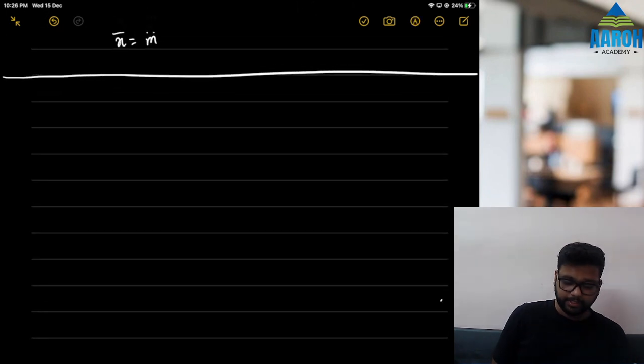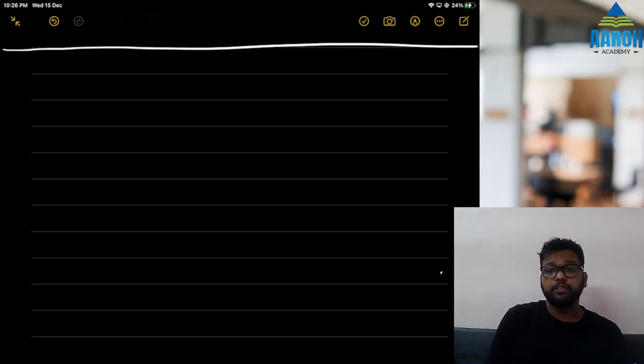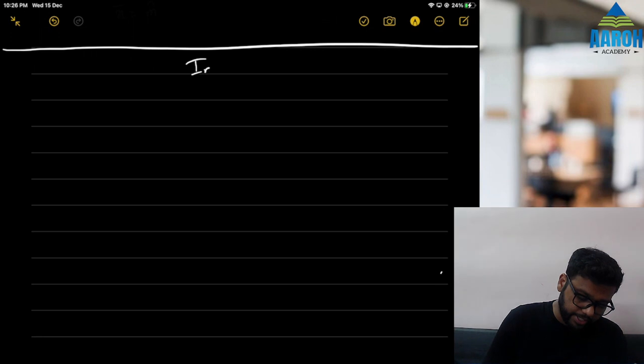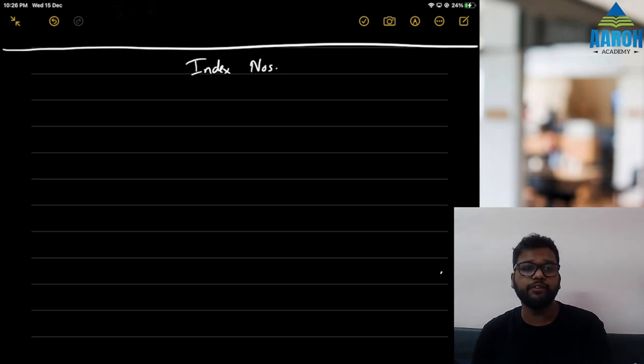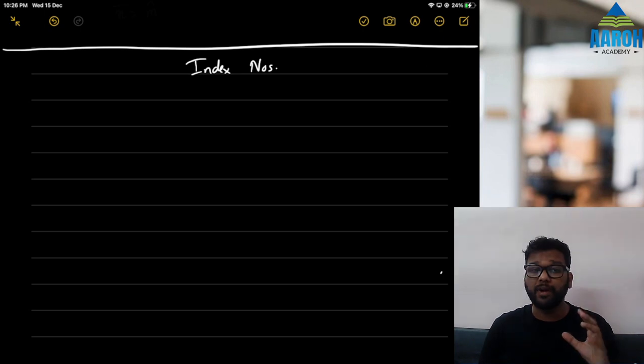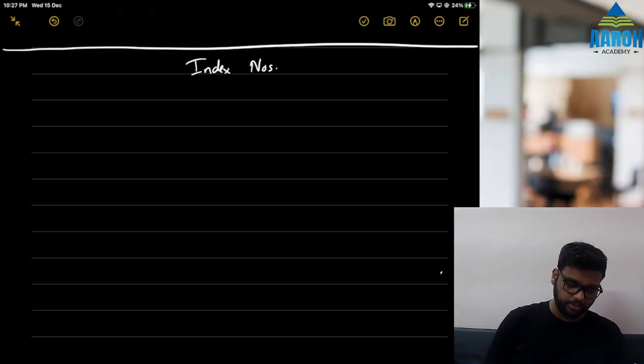I have said this in earlier videos also, that there is a chance that index numbers will have higher weightage now, 4 or 5 marks, because earlier index numbers plus time series had 4 or 5 marks weightage. Now the time series chapter itself is not there, so index numbers might have 4 or 5 marks weightage in this exam. We cannot know for sure.